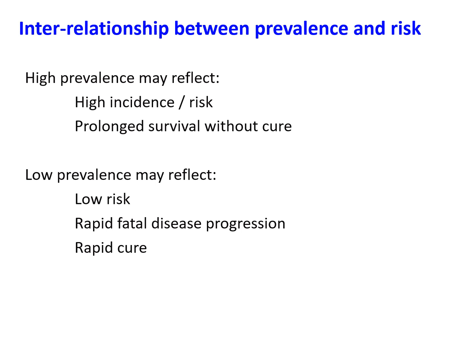A low prevalence can reflect the fact that there's just a low risk of developing the disease in the first place, or it can mean that there's a rapid fatal disease progression or a rapid cure. So it may be relatively common for someone to get it, but they won't have it for very long, and that can be consistent with a low prevalence. So it's important to think about the interrelationship between prevalence and risk, and they're not necessarily correlated.